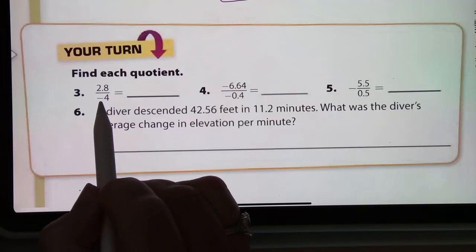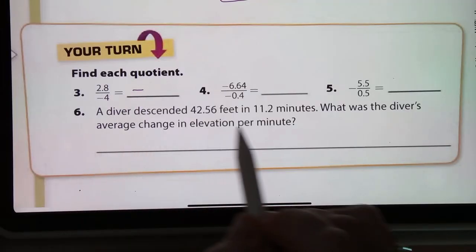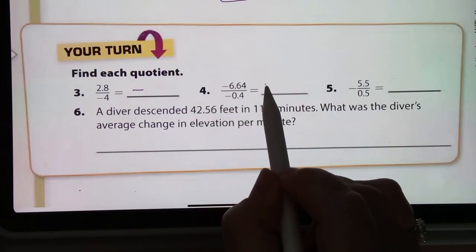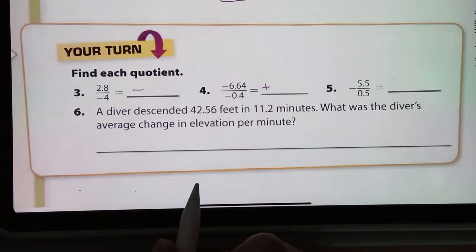Positive divided by a negative is going to be negative. Symbols are different. Negative divided by a negative, symbols are the same, it's going to be positive. You don't have to write the positive symbol.